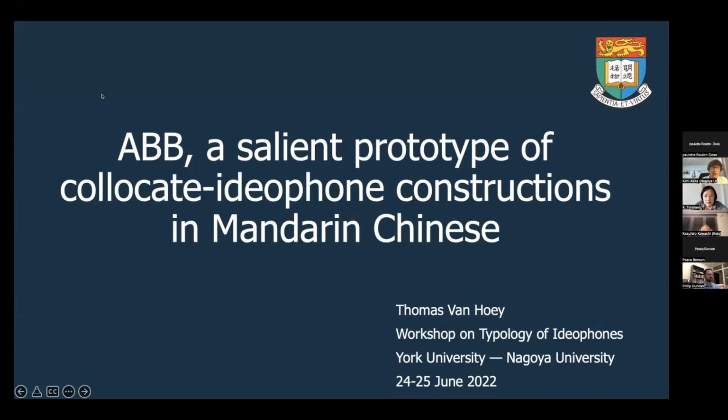Can you share your screen? Oh, yeah, you are. Do you see the full screen or the presenter view? It's a full screen, I think.